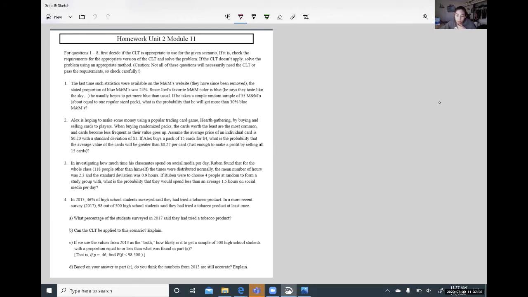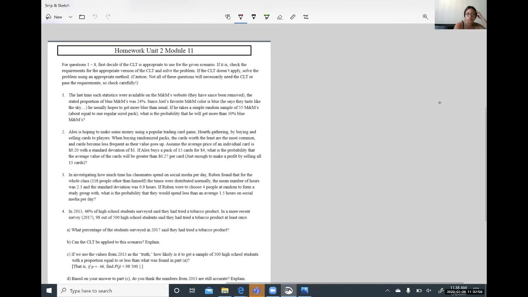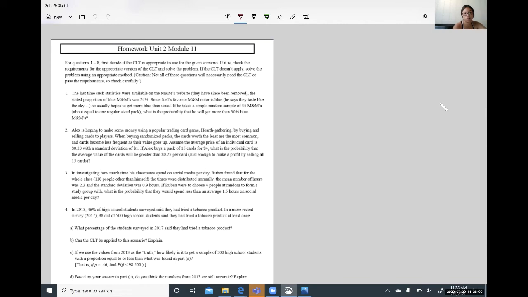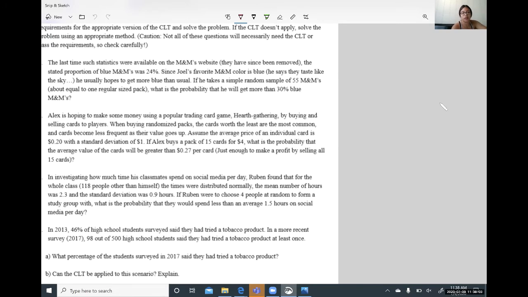So let's say number 1, can you read it, Destiny? The last time such statistics were available on the M&M's website, the stated proportion of the blue M&Ms were 24%. Since Joel's favorite M&M color is blue, he usually hopes to get more than usual. If he takes a simple random sample of 55 M&Ms, what is the probability that he will get more than 30% blue M&Ms? Okay, perfect.